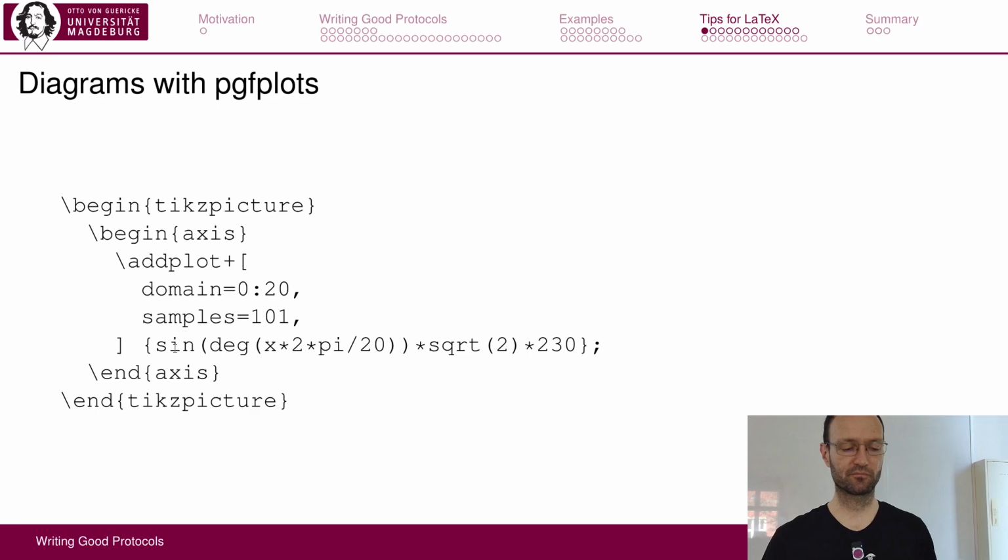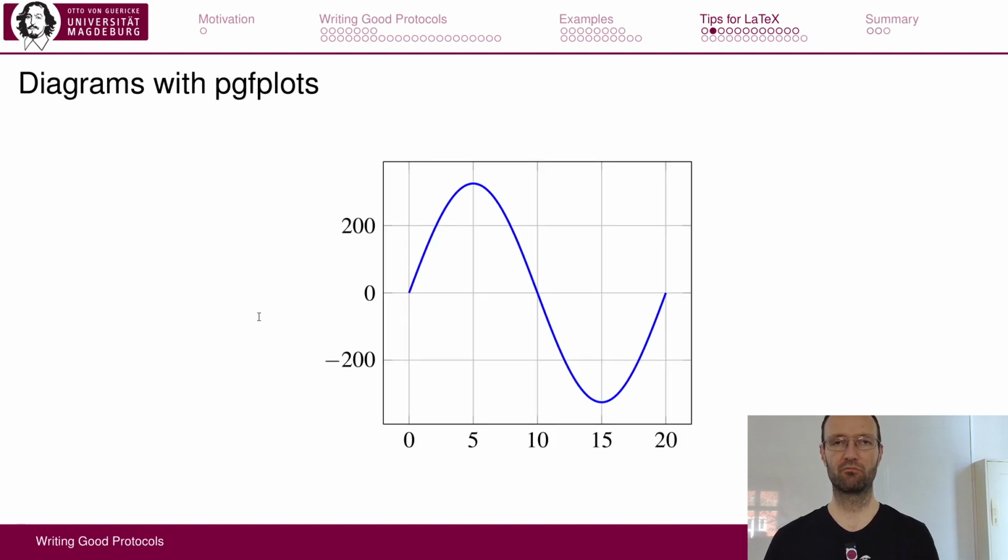And then into this environment, we add some plot. And we use a formula. So here we are using some sinusoidal function multiplied with the square root of 2 and 230 volts. And we take this 2 times pi times x divided by 20 because we divide by the periodic time of our main grid voltage, 50 Hertz, we have 20 milliseconds. And then we plot it over 20 milliseconds with 101 samples.